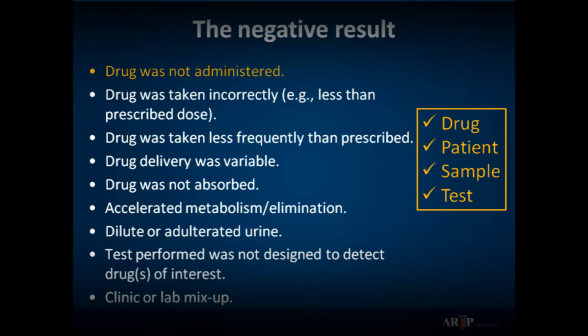The test that was performed may not have been designed to detect that drug of interest, and so this gets back to that specificity issue and is a reason why sometimes we want to confirm negative results to make sure that that drug actually was not there. And then although we never want to admit it, there is a possibility that there was a mix-up somewhere. So before accusing a patient of not taking an expected drug, it's very important to consider all the possible explanations and confront that patient with a discussion.